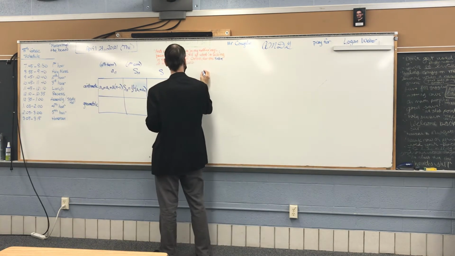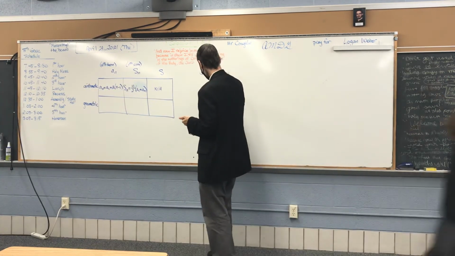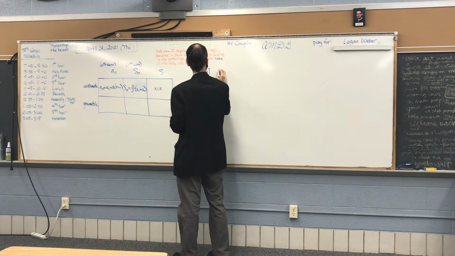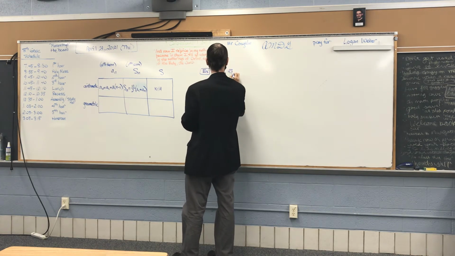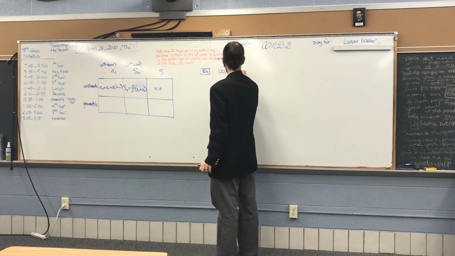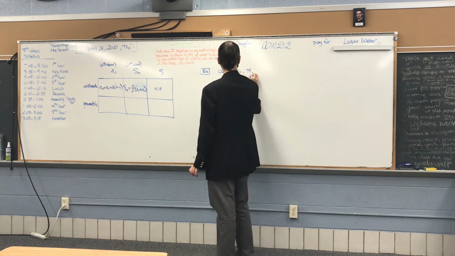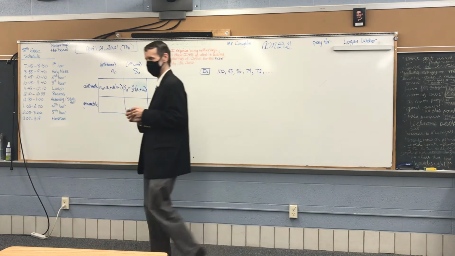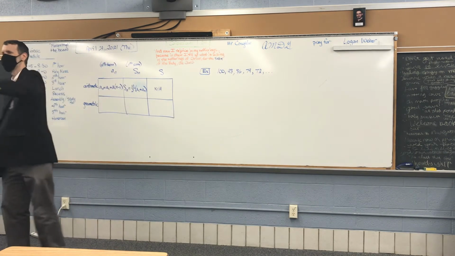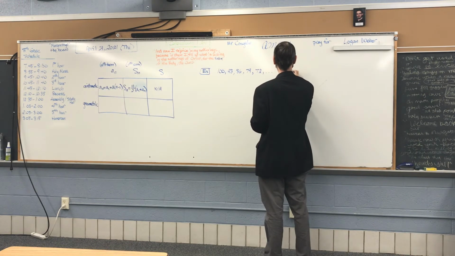Now, let me try a couple examples, just so we know how these run. Suppose you have this sequence: 100, 93, 86, 79, 72, dot dot dot. Question or answer? It's arithmetic. Arithmetic, just a second, let me write that down. You're right, it is arithmetic.